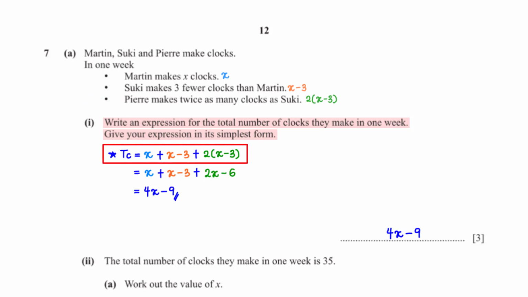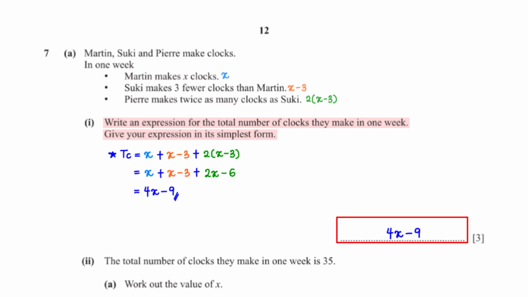And so the total number of clocks made in 1 week is x plus (x minus 3) plus 2 times (x minus 3). When we expand the brackets, 2 times x is 2x and 2 times negative 3 is negative 6. When we group like terms, x plus 2x is 4x and minus 3 minus 6 is minus 9. So we have 4x minus 9.